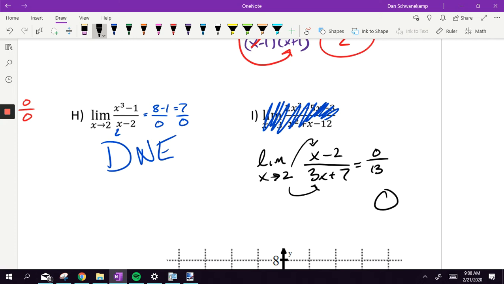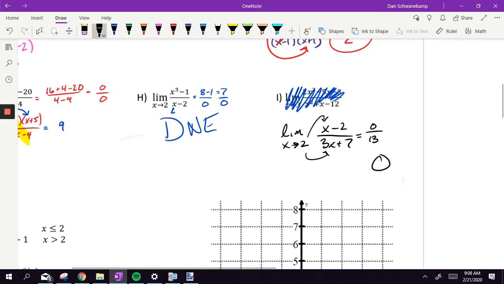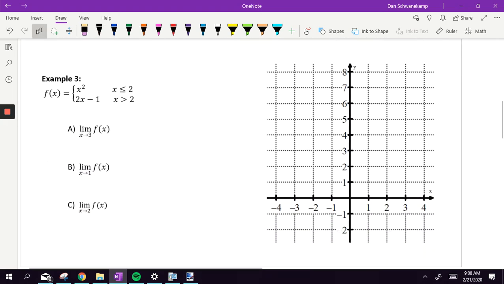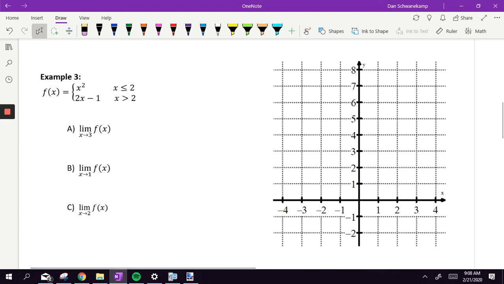Students struggle with 0, indeterminate, and undefined. Questions on direct substitution? It's easy. Just do it. Okay. Example 3. Now they're giving us piecewise functions. Calculus class loves piecewise functions. We're going to see it a lot. Be ready for it.